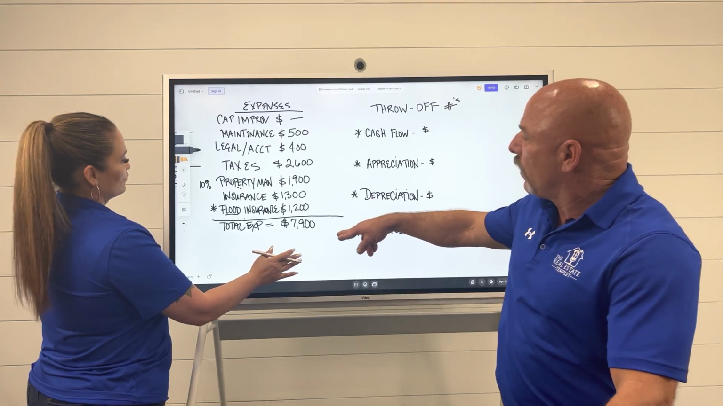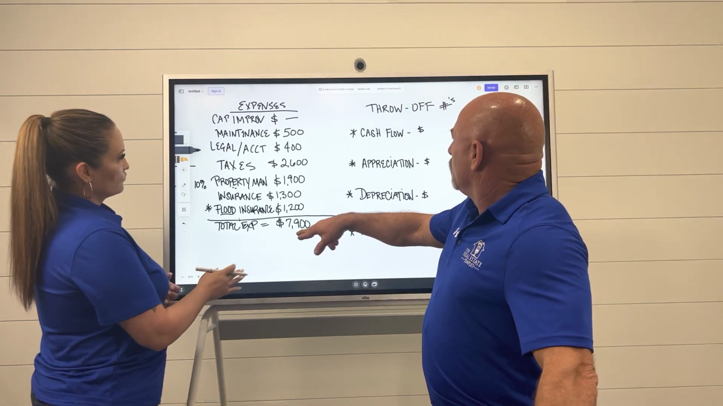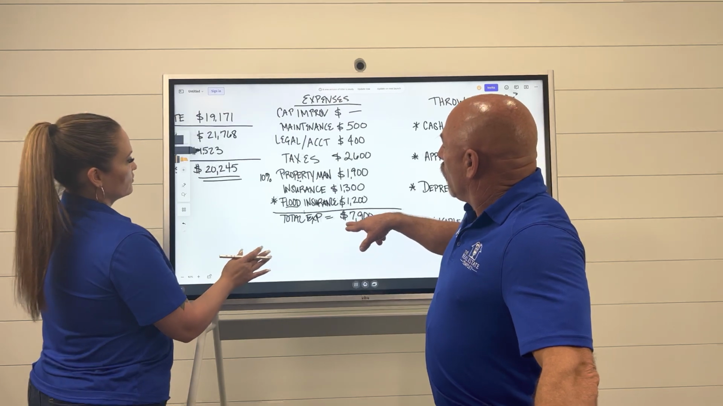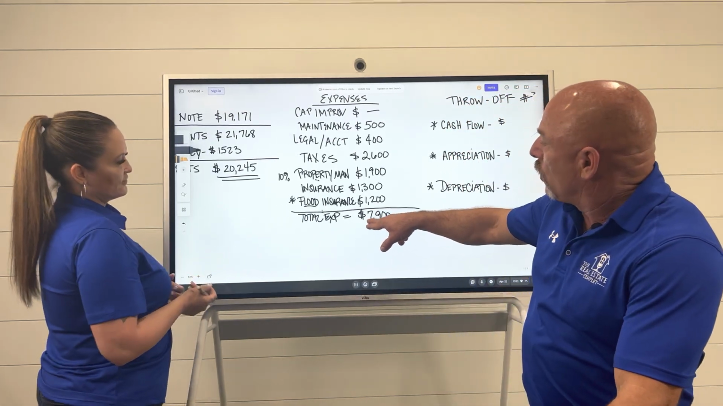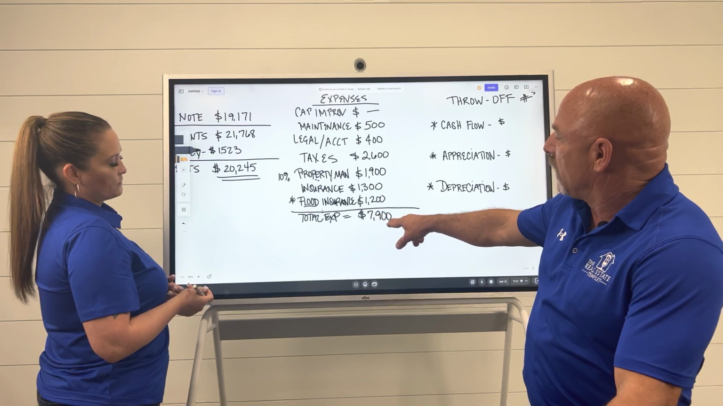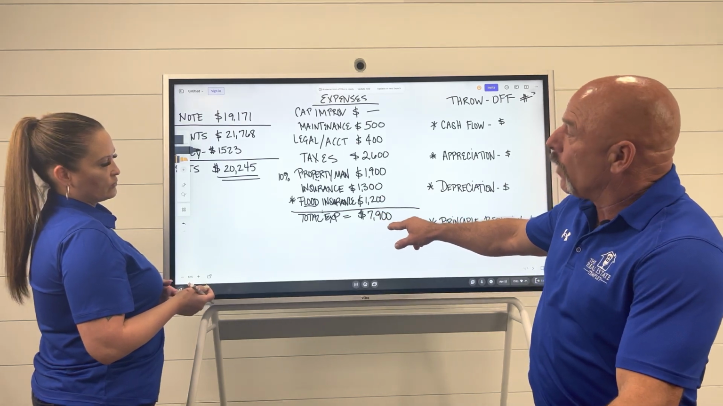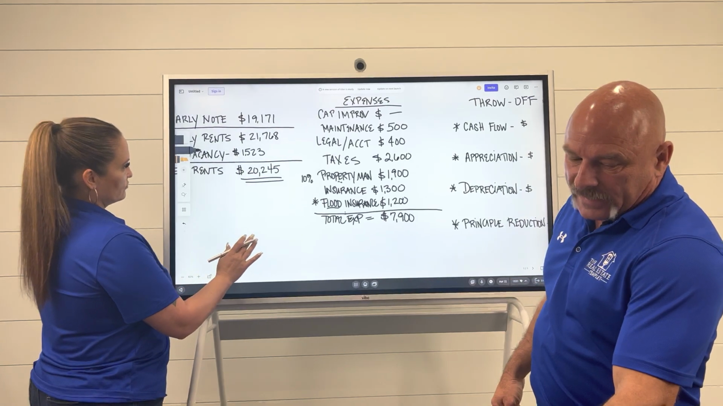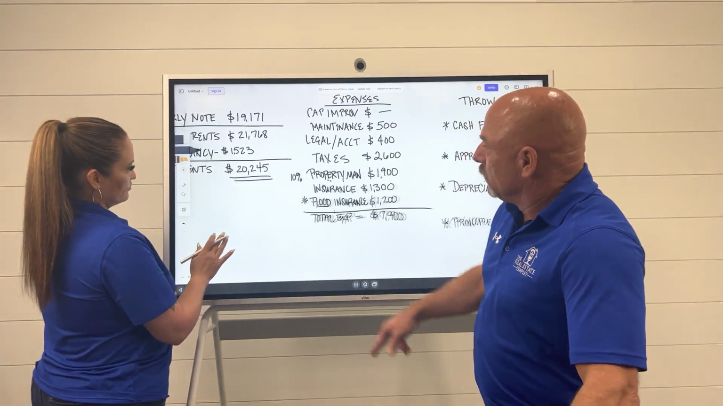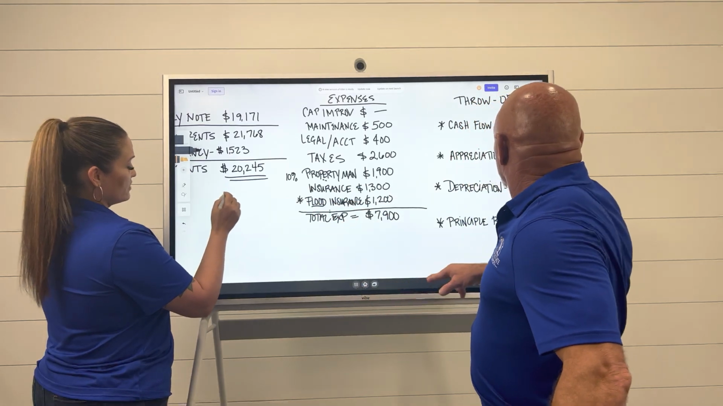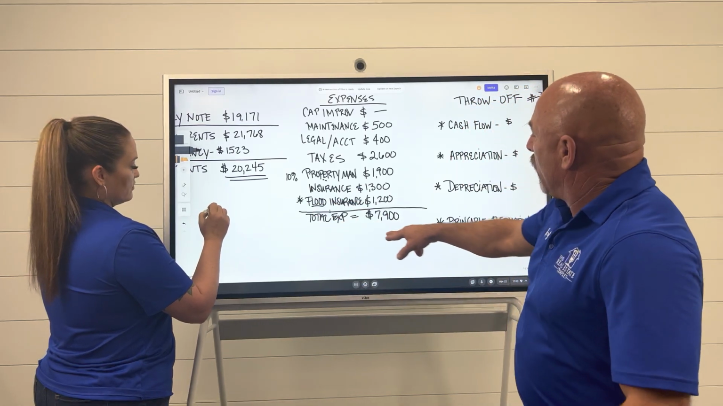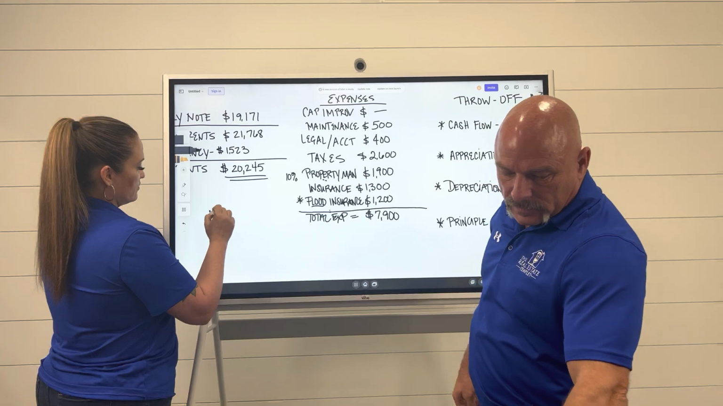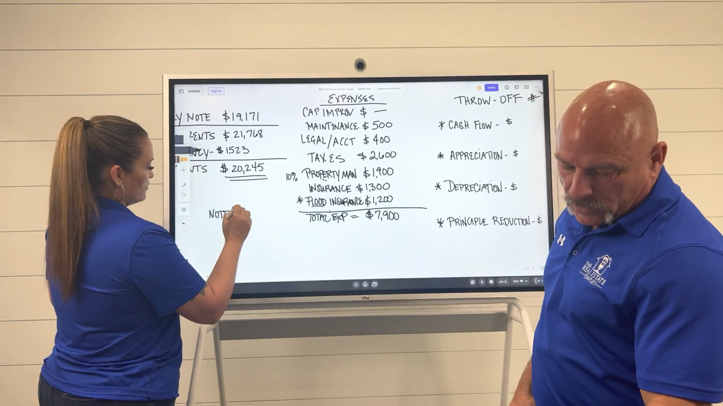So our total cash flow is, we're in the wrong area right here. Okay, so let's leave it right there. We've got our total expenses at $7,900. Let's add our note to that. Okay, so our note was $19,160. Just add it right there underneath, because we didn't have it over here. Add it on the side right there. $19,160 for the note.